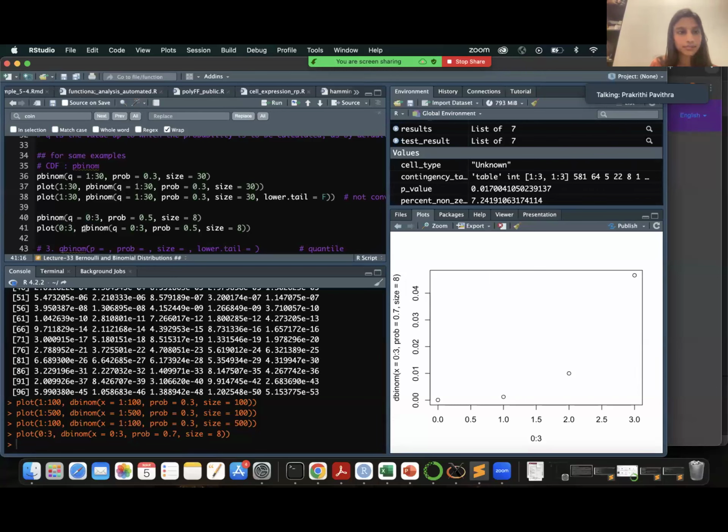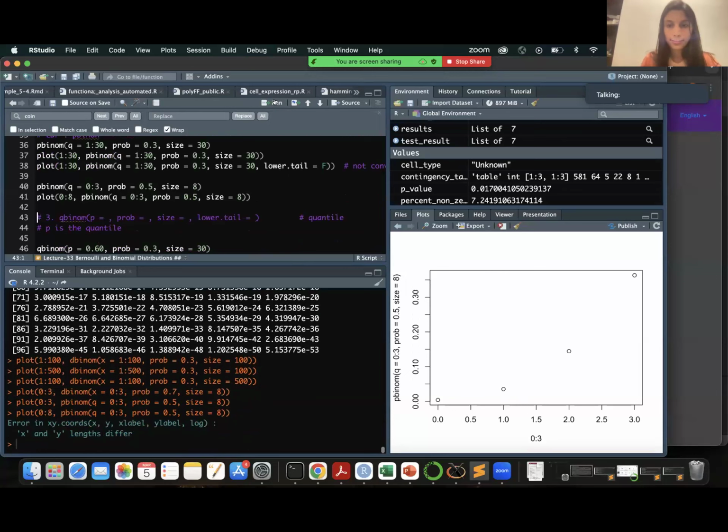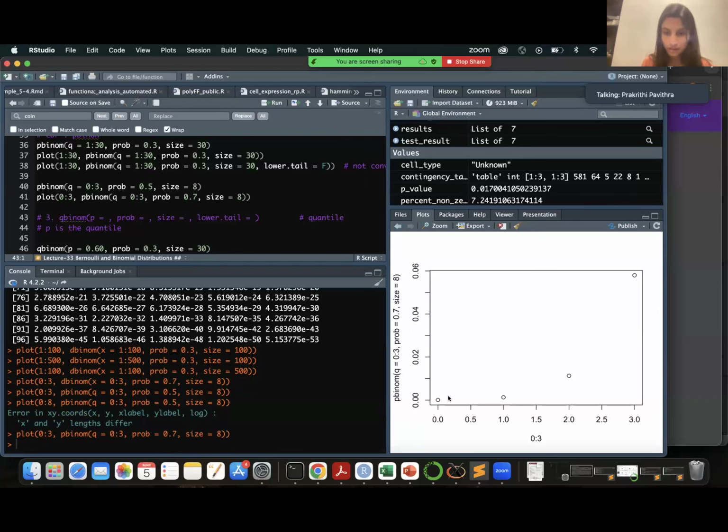And the same things here. P binom, this is your distribution. P binom, Q equal to 0 to 3. This cannot go beyond. So you could see that this curve is increasing over here. CDF is a non-decreasing function, so it will just keep going to its peak.